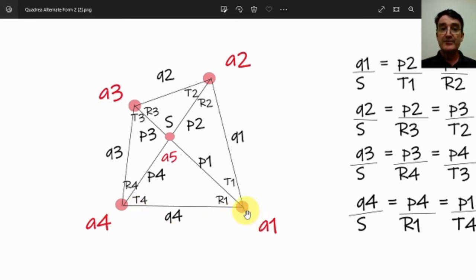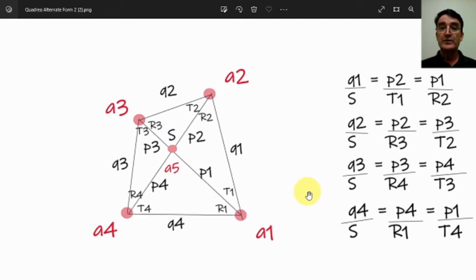The quadrance from projective point A1 to A5 is P1. The quadrance from projective point A2 to A5 is P2. The quadrance between projective point A3 and A5 is P3. And the quadrance between projective point A4 and A5 is P4. And the spread between the two chords is S.